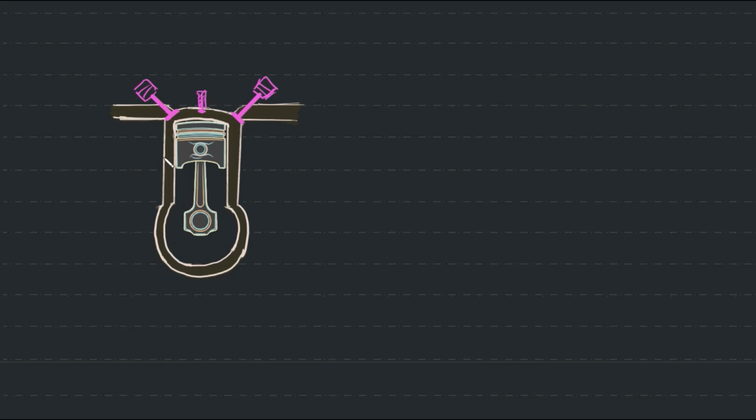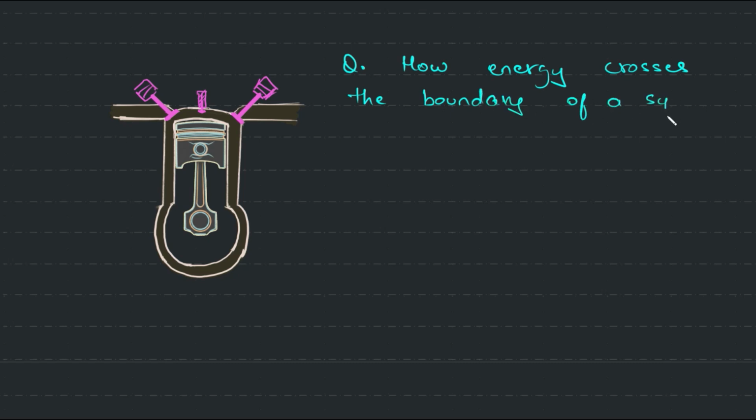Guys, when it comes to thermodynamics, we are not concerned with what energy looks like. Our important question, and all the theorems and all the discussion deal with this question: how energy crosses the boundary of a system. I'm writing it very slowly and as neatly as possible because this is important. The entire idea deals with this.